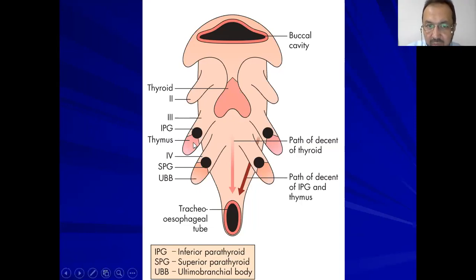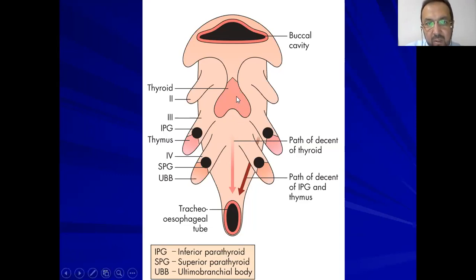Another cause is that the thymus gland accompanies the inferior parathyroid gland on its journey to the lower part of the front of the neck, and then they separate, where the thymus continues into the superior mediastinum. Sometimes this separation doesn't occur, and both glands migrate into the superior mediastinum, and that's why one of the commonest sites for an ectopic inferior parathyroid gland is in the superior mediastinum, enclosed within the thymus.